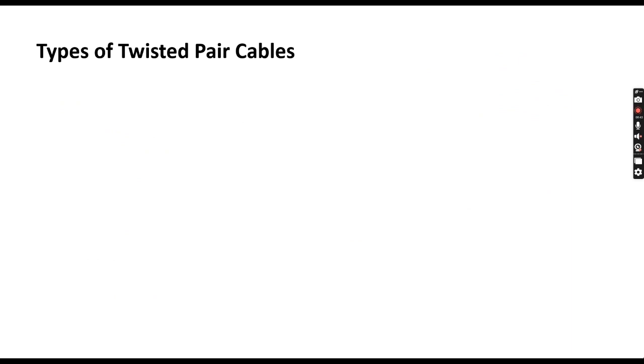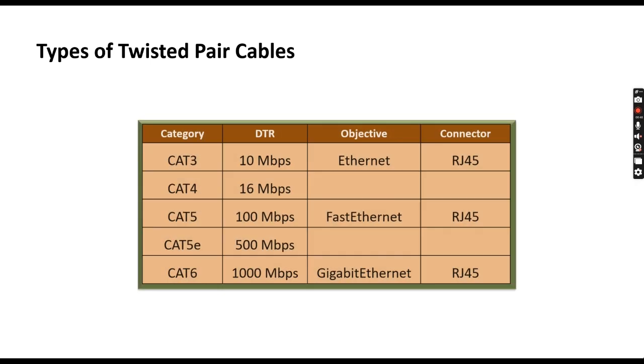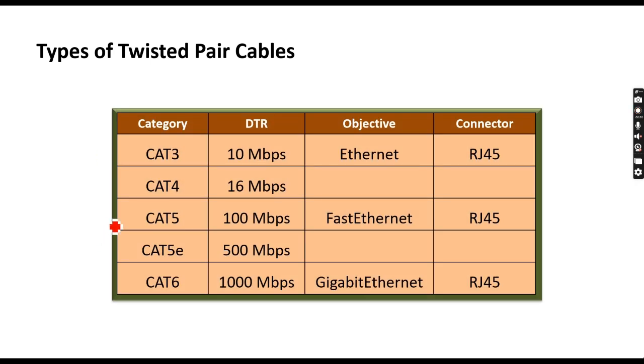Coming to twisted pair cable, which we are going to discuss majorly. You will find twisted pair cable in different categories. You might have seen Cat 5 or Cat 6 mostly nowadays, but there are many categories. See here, Cat 3 is going to be 10 Mbps with an RJ45 connector. Cat 4 is going to be 16 Mbps, which is generally not in use. Cat 5, which we use, is going to be a 100 Mbps link, that is your Fast Ethernet.